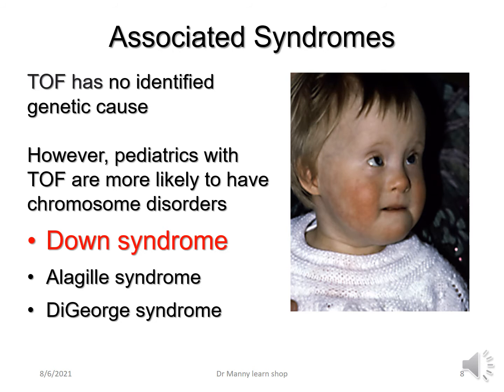Associated syndromes, well, TOF, Tetralogy of Fallot, doesn't really have any identified genetic cause. However, pediatrics with Tetralogy of Fallot are more likely to have a chromosomal disorder, something like Down syndrome in particular, or Alagille syndrome or DiGeorge syndrome.